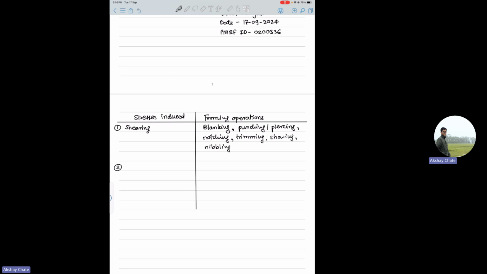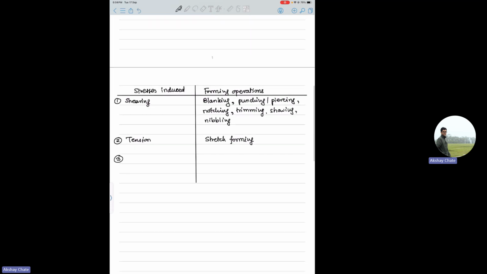And second, you have tension, meaning tensile stresses. Here you have stretch forming. This was also discussed in the class briefly, not in detail, because there is a wide range of forming operations and you cannot discuss each and every one. But you should at least know that when I say stretch forming, what type of stresses will be induced in your specimen. Then you have compression or compressive stresses.